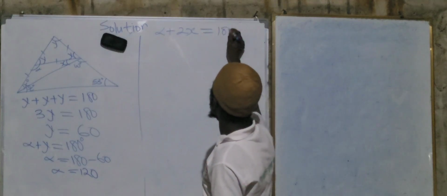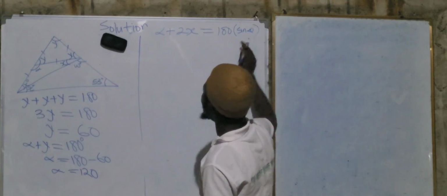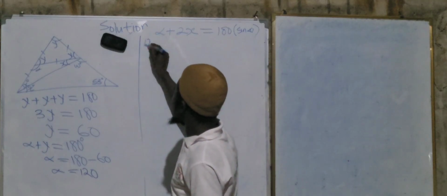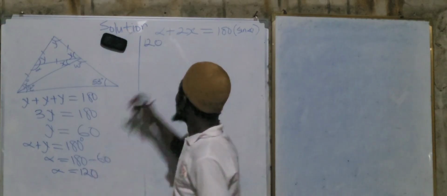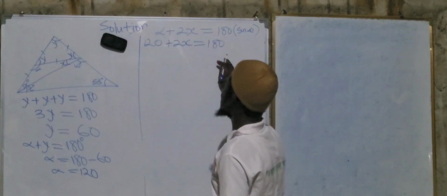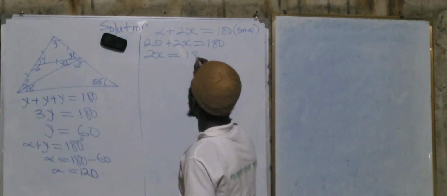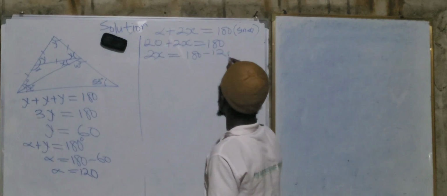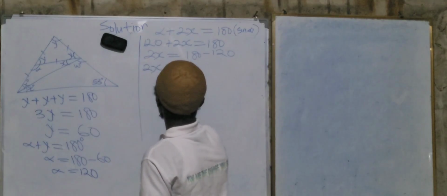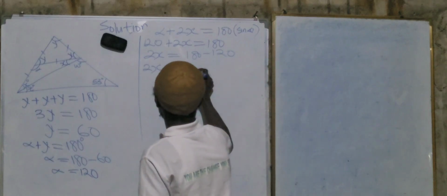Is equal to 180, sum of angles in a triangle, right? So alpha is 120, plus 2x is equal to 180. Now make 2x equal to 180 minus 120. Are we okay here? Now 2x is equal to 180 minus 120, what is that now? 60. Now we have 60 degrees, right?